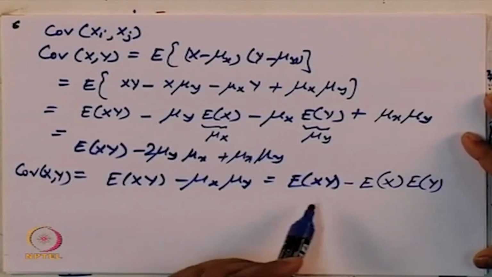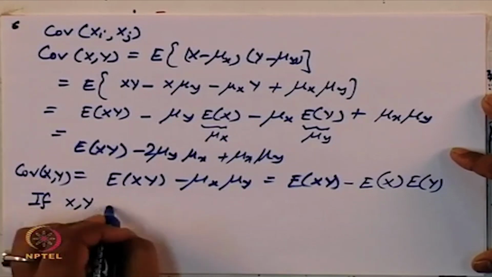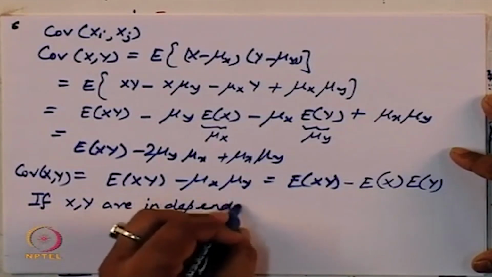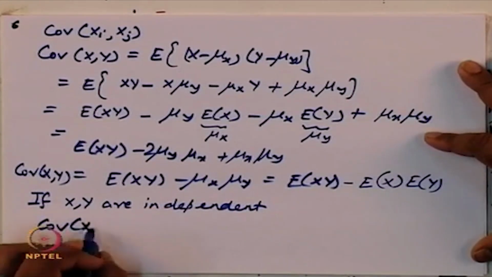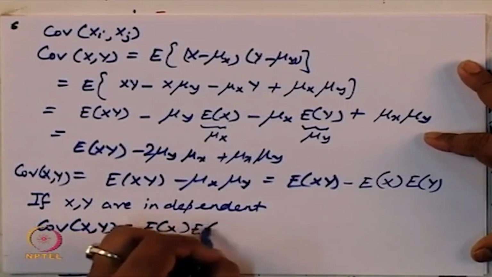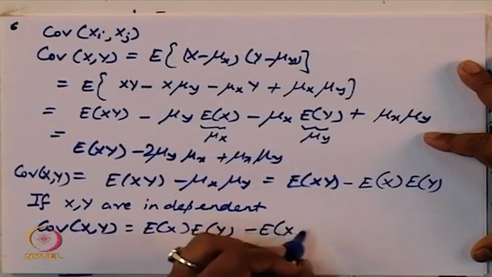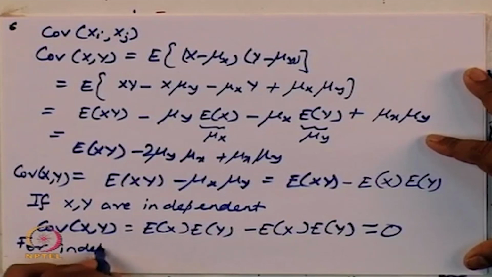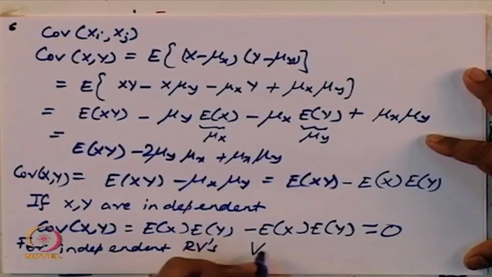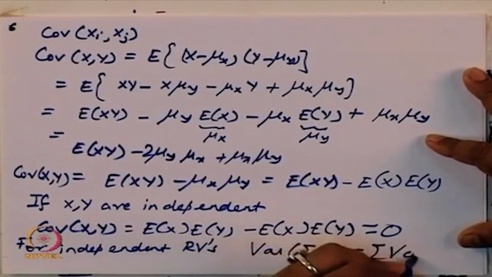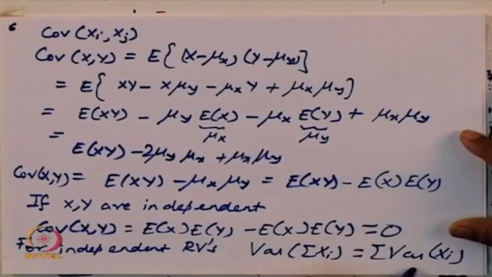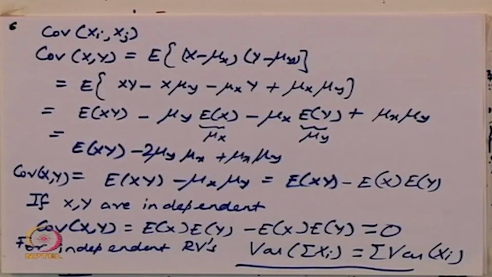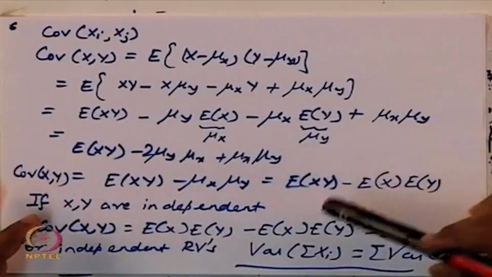Now, what you see is, if x and y are independent, then E of x y is equal to E x into E y. So, I can expand E x y as E x into E y, minus E x into E y. This gives me a value of 0. So, for independent variables only, I can write the variance of the sum as the sum of the variances. This equation is applicable when your random variables are independent of each other. In general this equation is not valid, but when the random variables are independent, then you can write this equation. Let us solve two sample cases where I can use this equation.